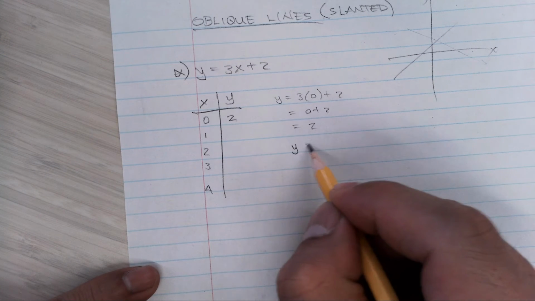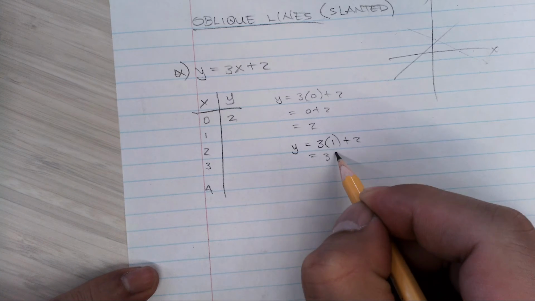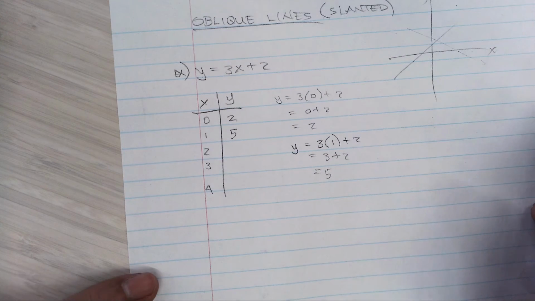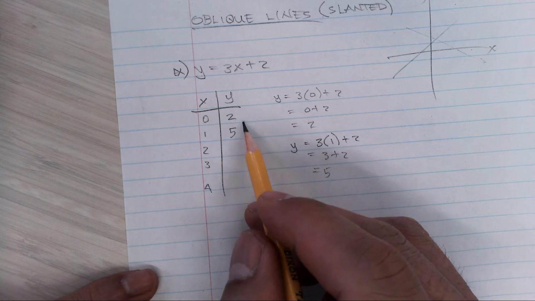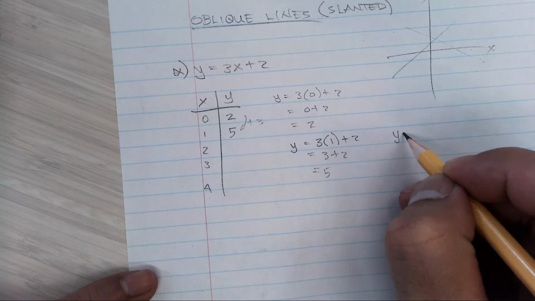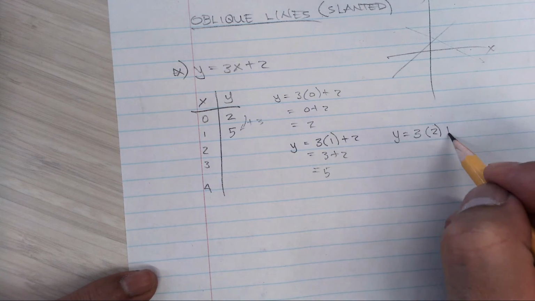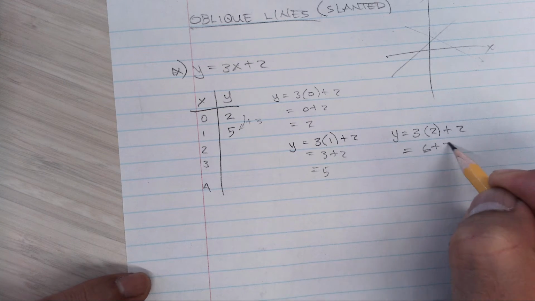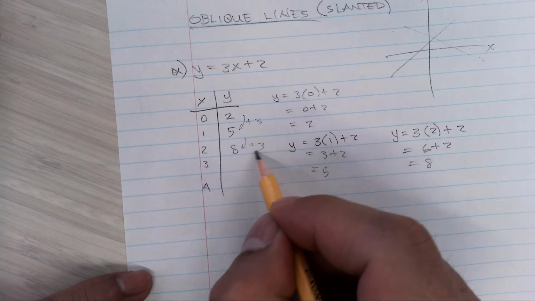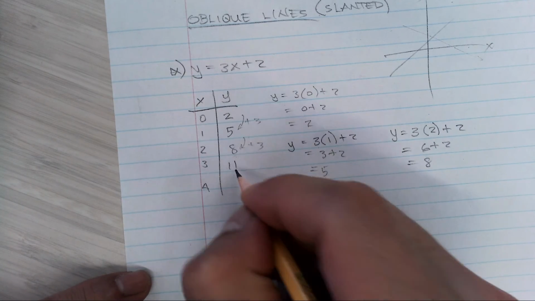When x equals 1, 3 times 1 is 3. 3 plus 2 is 5. Okay? And maybe we'll do one more, but we can actually see this is increasing by 3, right? Well, we'll do one more. When x is equal to 2 now, y equals 3 times 2 plus 2, this will be 8. And so I'm going to predict that the next one is going to be 11. And one after that will be 14.